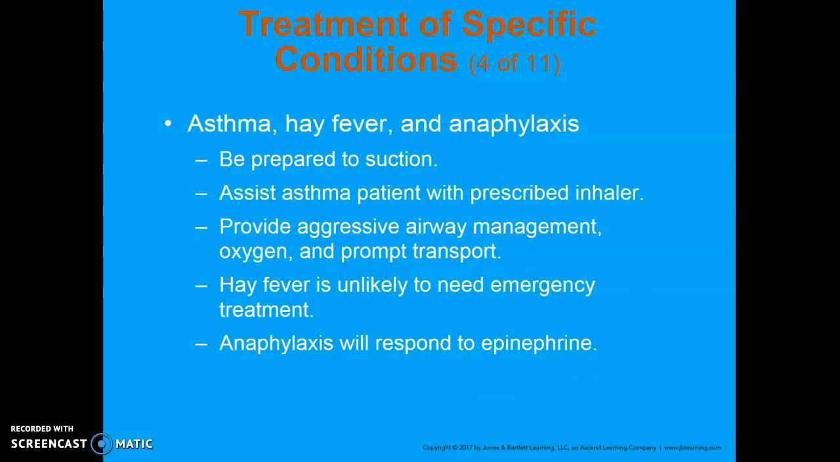For asthma, hay fever, and anaphylaxis, determine if asthma really is the problem. Be prepared to suction since they have that overproduction of mucus. Assist them with their prescribed inhaler. Provide aggressive airway management, oxygen, and prompt transport. If they have a prolonged asthma attack that's unrelieved and continues to go further and further, this is called status asthmaticus, and this is a true emergency. So we want to give oxygen, promptly transport, and potentially have ALS intercept.